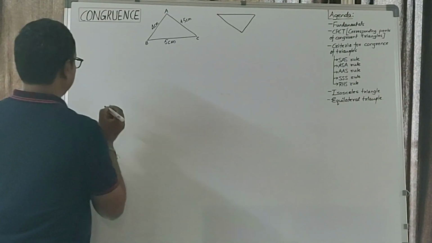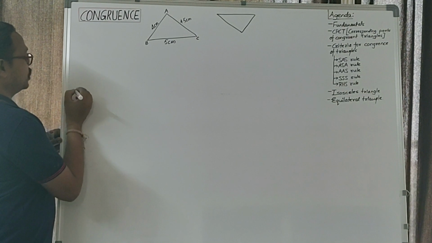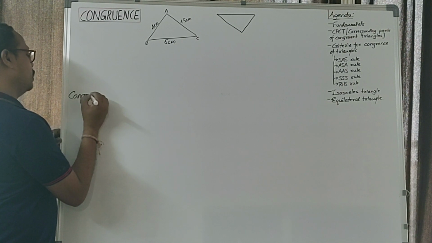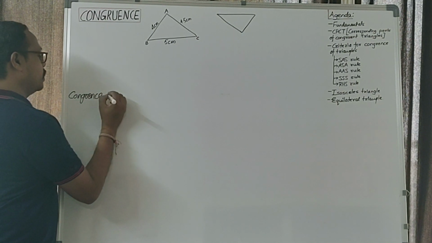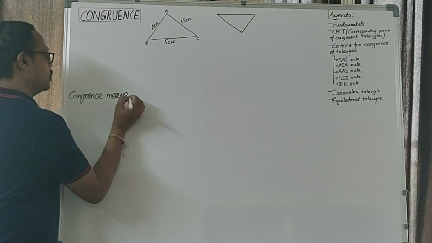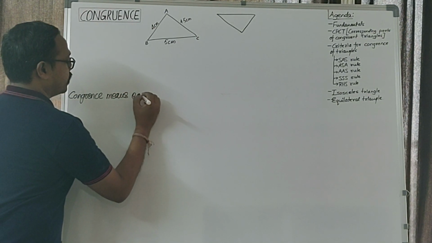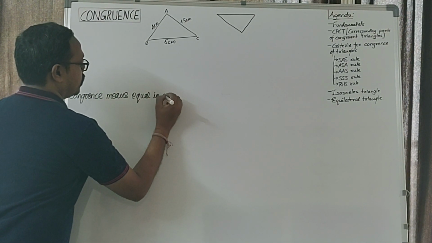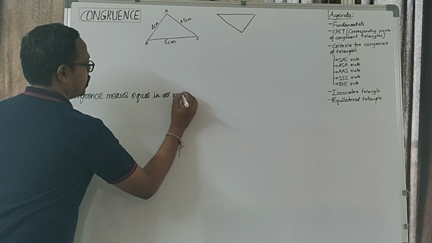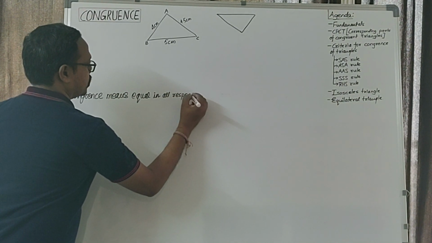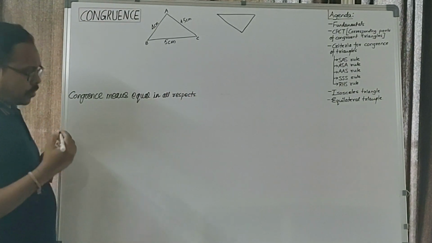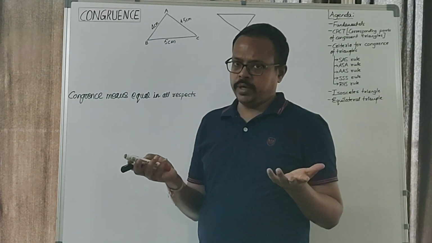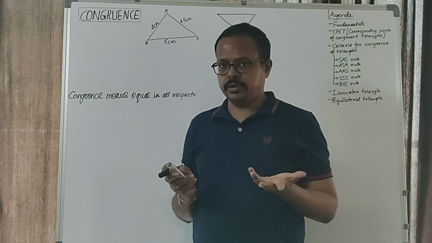So I'll be writing here. Congruence means equal in all respects. So what sort of geometrical figures can be congruent? The answer is any geometrical figure.